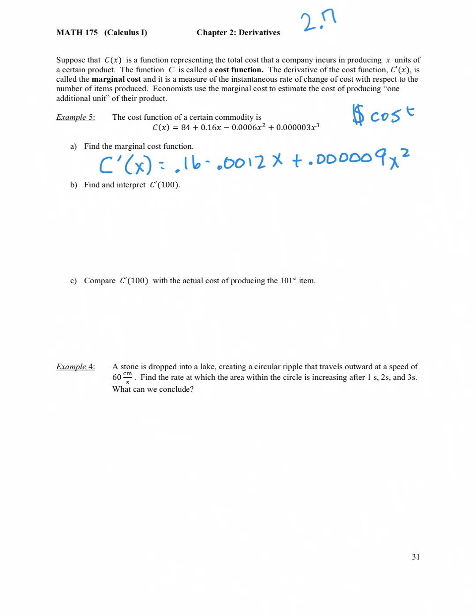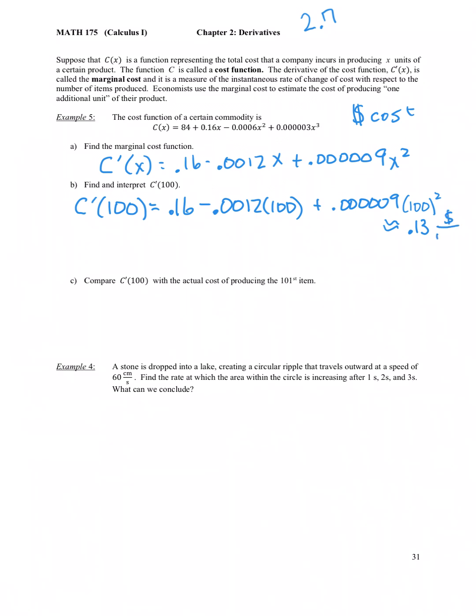For letter B, they say, okay, if we produce 100 items, what is the marginal cost? So then all we do is plug 100 into our marginal cost formula that we got in letter A. It would look like this. And when we plug that into our calculator, we would get approximately 13 cents per unit.